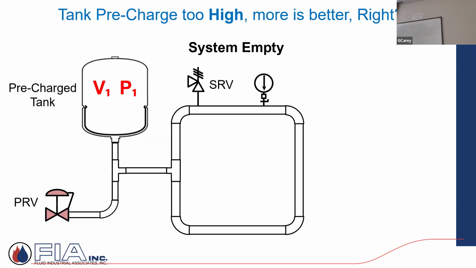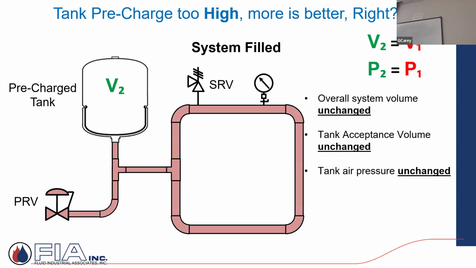So then guys will get cute and they'll say, you know what I'll do? I'll beat the system. I'll overcharge. I will pre-charge it too high. So now I've got the safety factor. And so again, system empty, pre-charge the tank to more than what I needed for my PRV valve. So I fill the system. Overall system volume unchanged, tank acceptance volume, I haven't put any water in here because it can't, because I overcharged it relative to the fill pressure requirements.